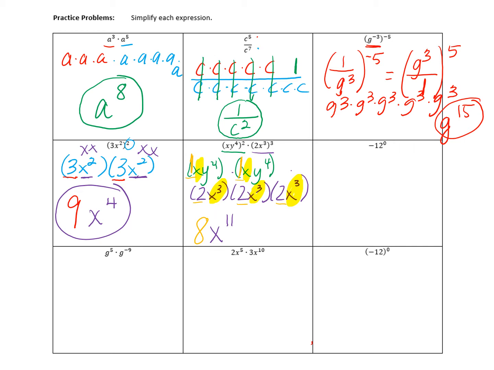And then if we look at our y values, we've got a y to the 4th and another y to the 4th. So there's 4 y's in one and 4 y's in the other. And so that is going to give me y to the 8th power. Again, you could use your properties of exponents as well to come up with that answer.